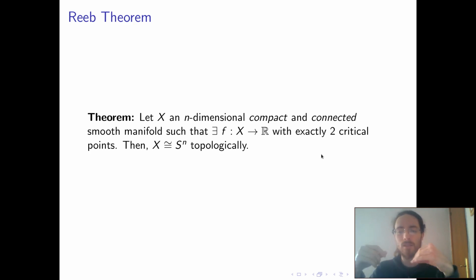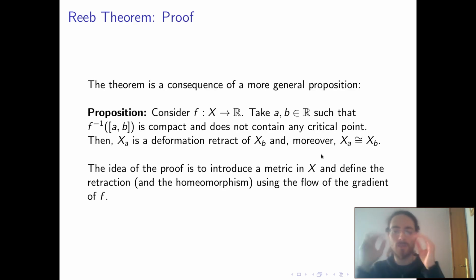It's saying if you know that your manifold is not a sphere, then you need to have at least three critical points. So we can see that we are getting lower bounds on the number of critical points already, without working properly with Morse functions. I won't explain the proof of Reeb's theorem, but you can find it in the notes of the course. I will just give you an idea of how this is proven.